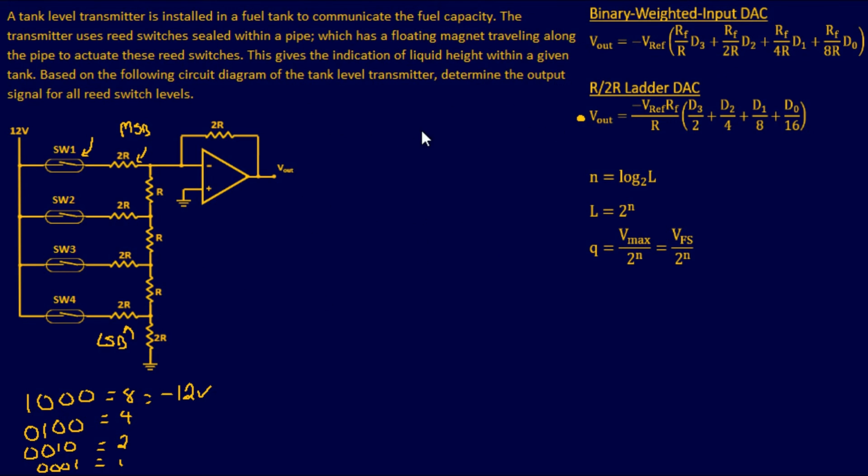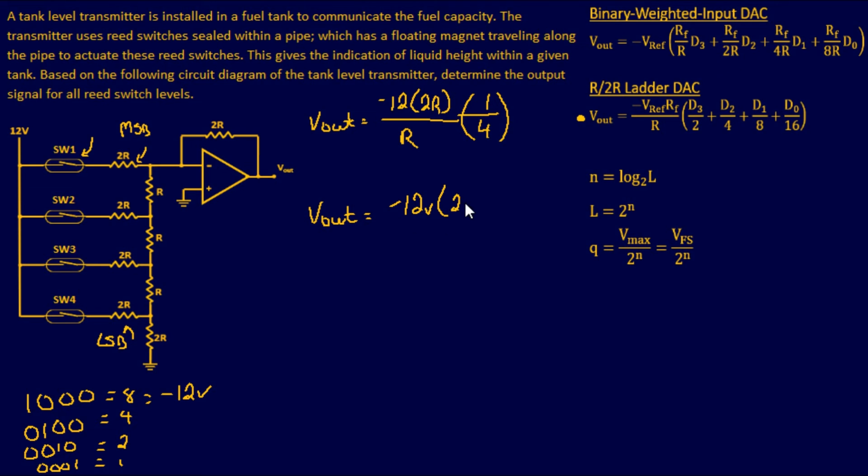So let me clean this up. I'm going to do the same thing. We'll say V out equals negative 12 volts, 2 times R over R. Now for this one, this is going to be 0 over 2, so there's no point in putting zeros across the board again. So it's going to be D2, which is 1. This guy right here is 1, divided by 4. So multiply that together, V out equals negative 12 volts times 2R over 4R.